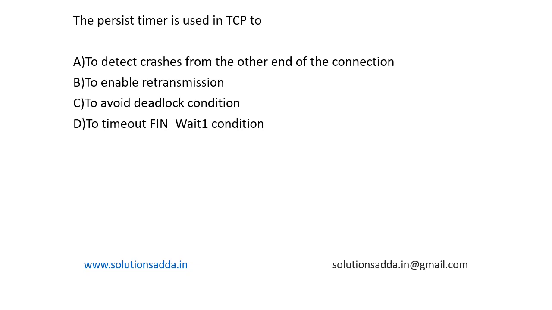This is a previous ISRO question. The persist timer in TCP is used to which of the following options? So, first of all, let's understand the concept of persist timer. It is used in TCP to deal with the zero window size issue. So, first of all, let's assume that there is no persist timer in TCP and what happens when we are dealing with the zero window size.